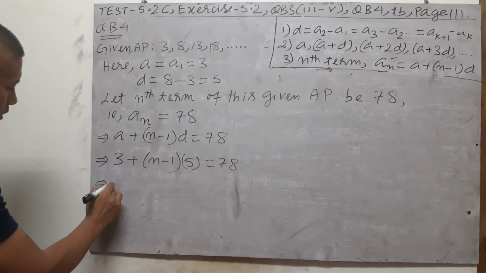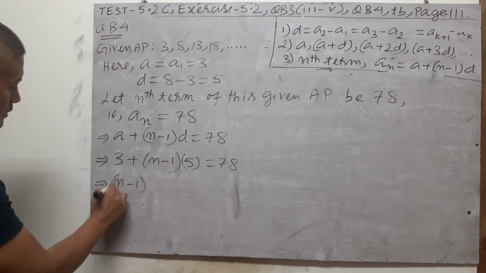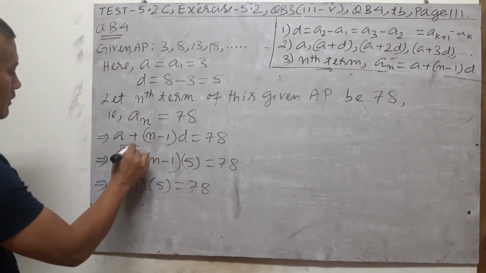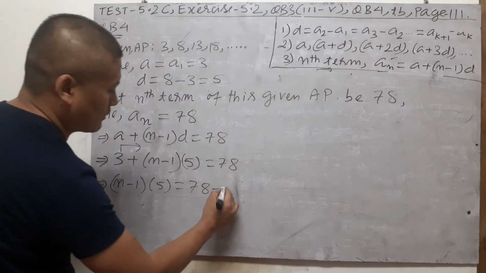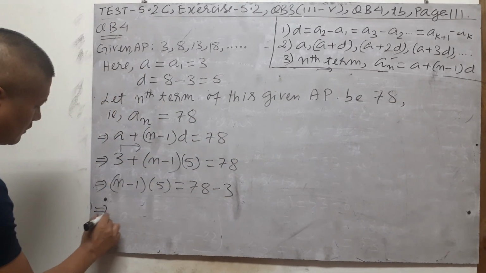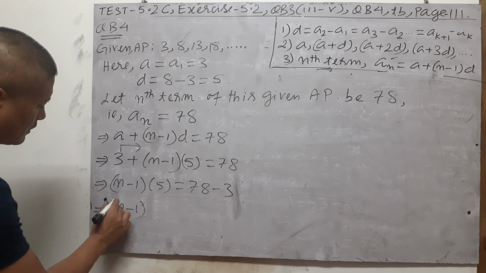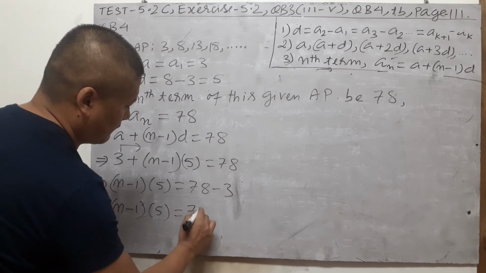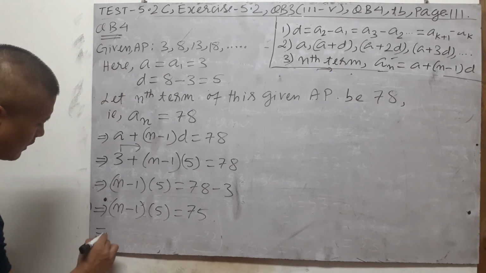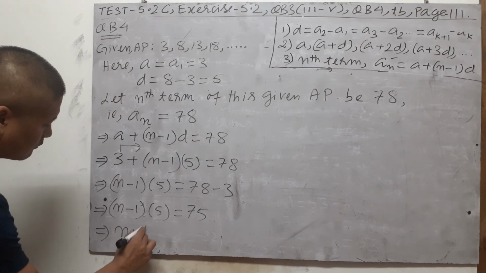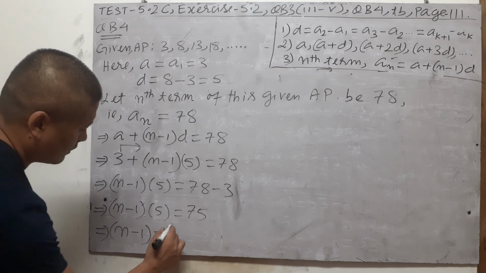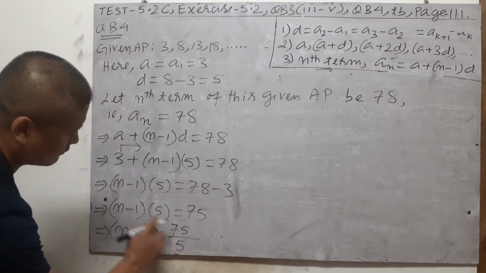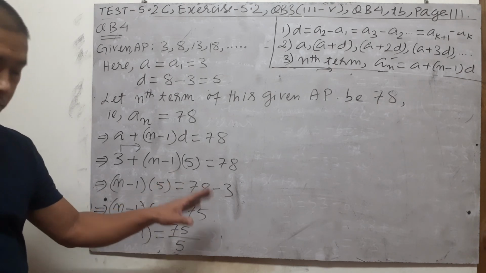So let's just write this one. N minus 1 into 5, don't touch that, equal to 78, same. No sign in front is plus, shift it to the right side, minus 3. So N minus 1 into 5 again, same. 78 minus 3 is 75, common sense, quite easy, right? Then N minus 1, don't touch that, equal to 75 divided by this. Into means 5, this will go to the right side, means it will go to the denominator.